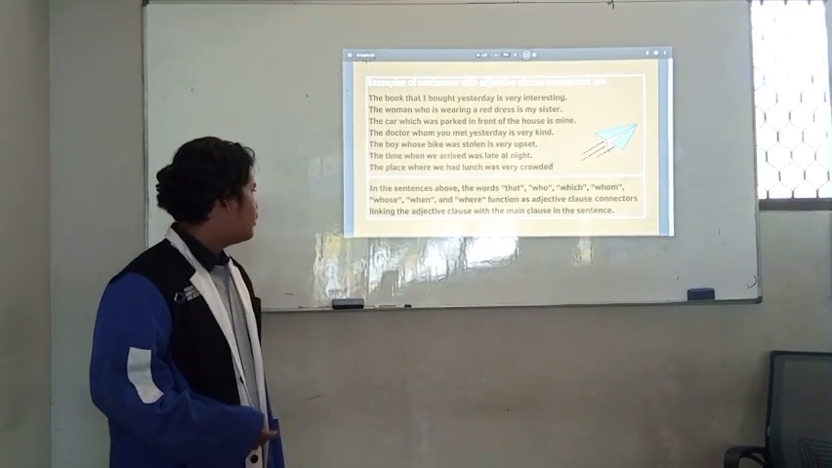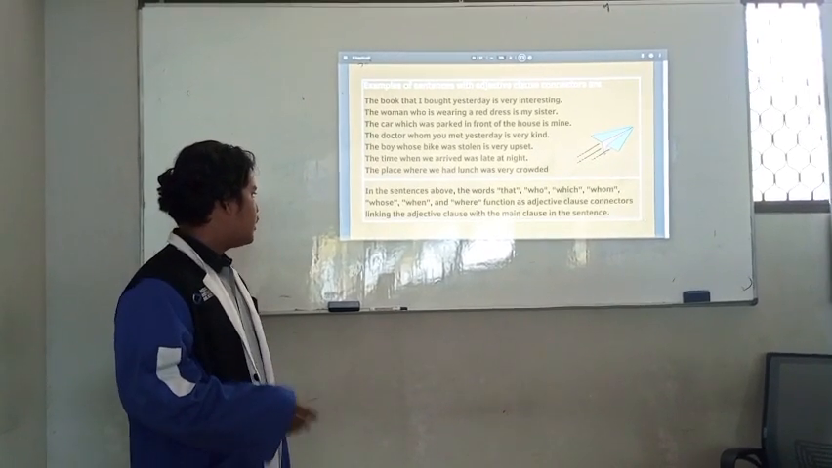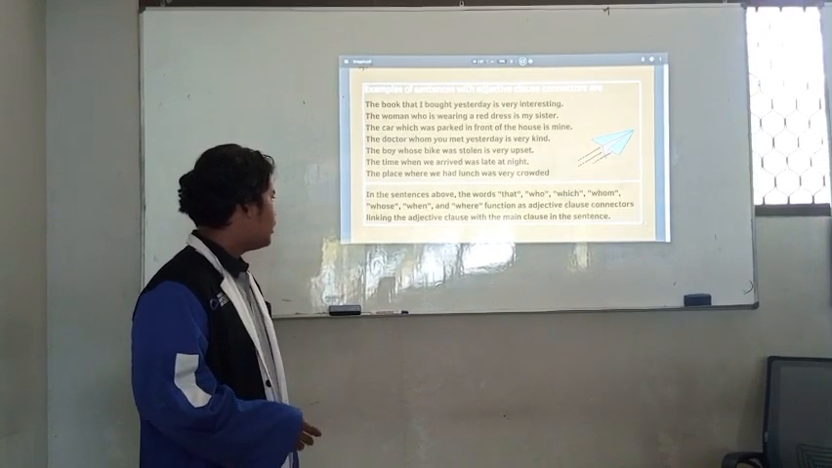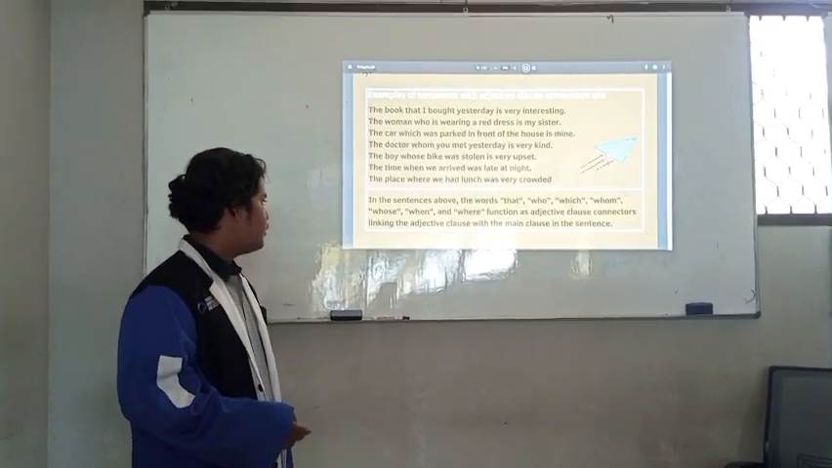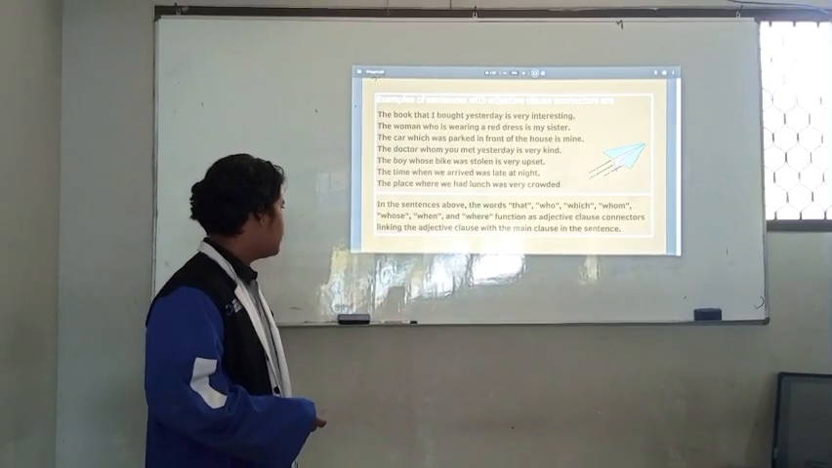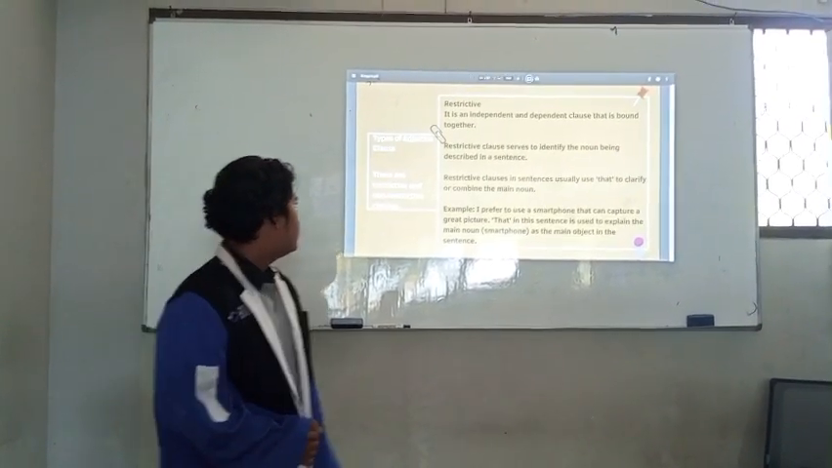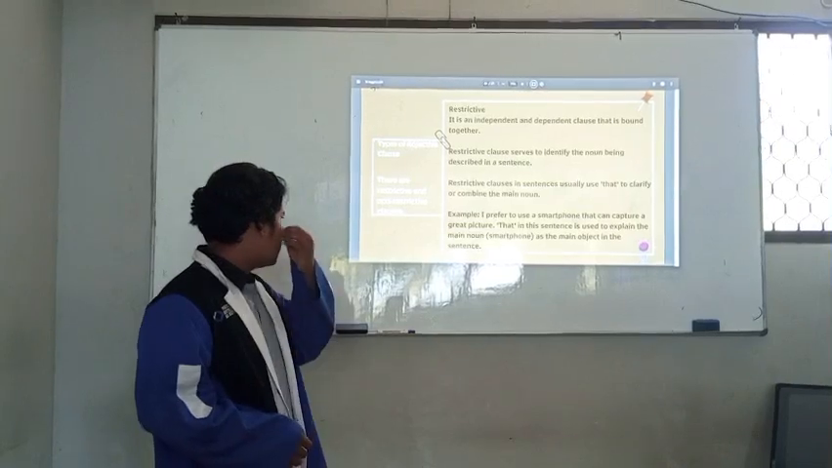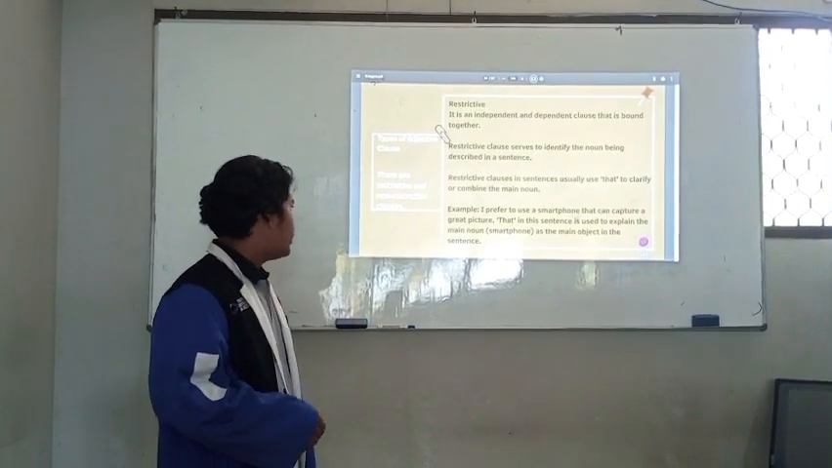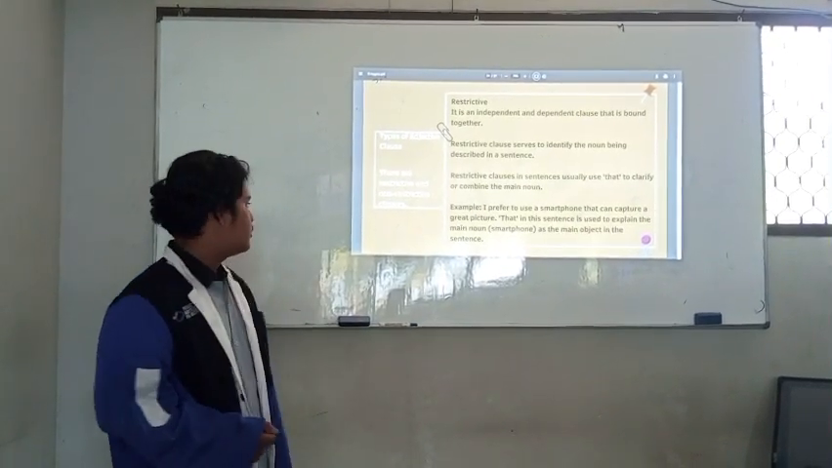In the sentences above, the words that, who, which, whom, whose, when, and where function as adjective clause connectors, linking the adjective clause with the main clause in the sentence. The types of adjective clause: there are restrictive and non-restrictive clauses.